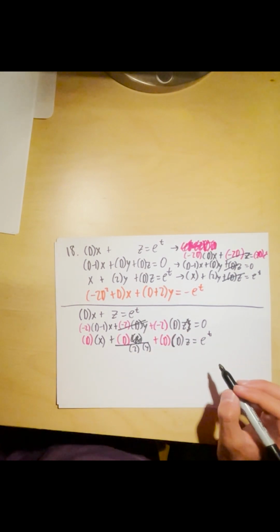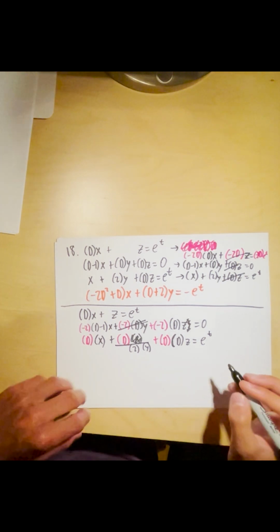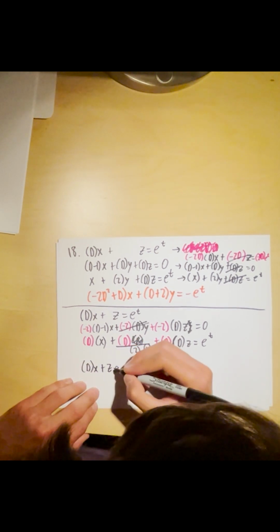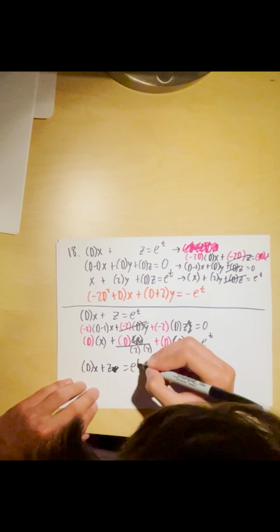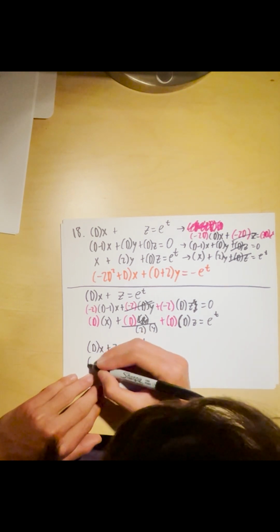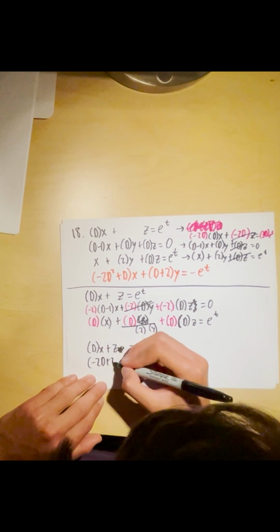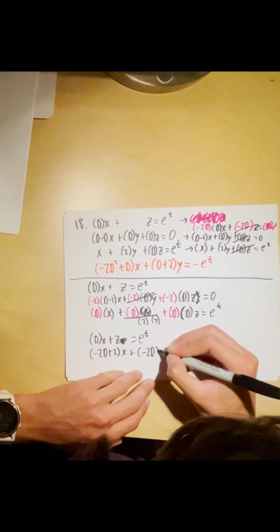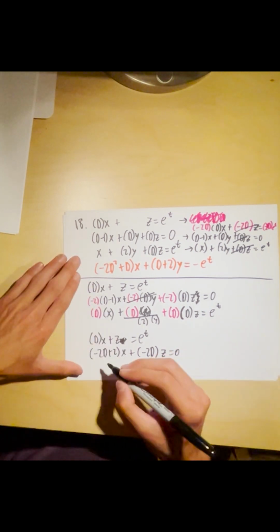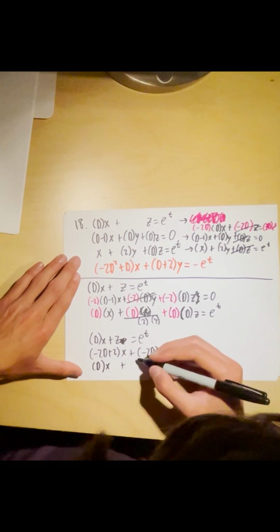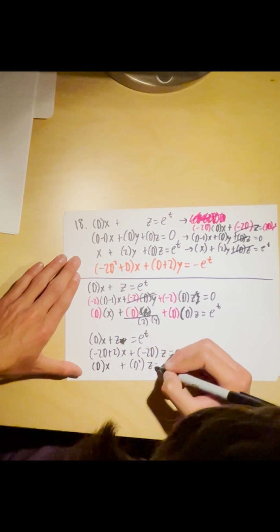Now let's combine our terms, and I'm going to rewrite each equation. The top one doesn't change: Dx plus z equals e to the t. The second one changes. We notice this is going to be negative 2D plus 2 x plus negative 2D z equals 0. And the bottom will be Dx plus D squared z equals e to the t.